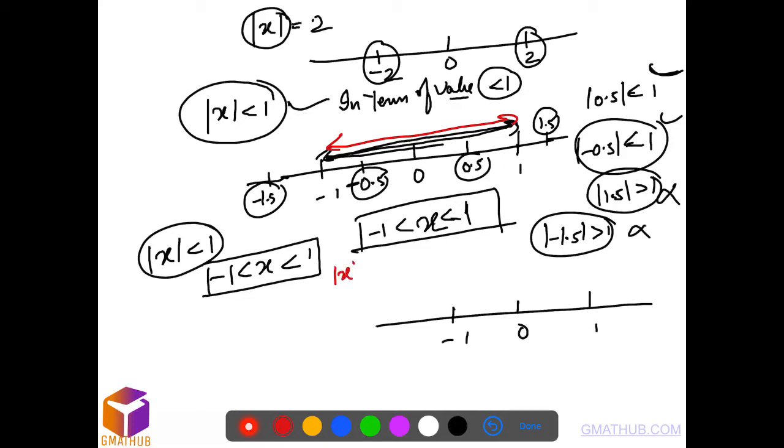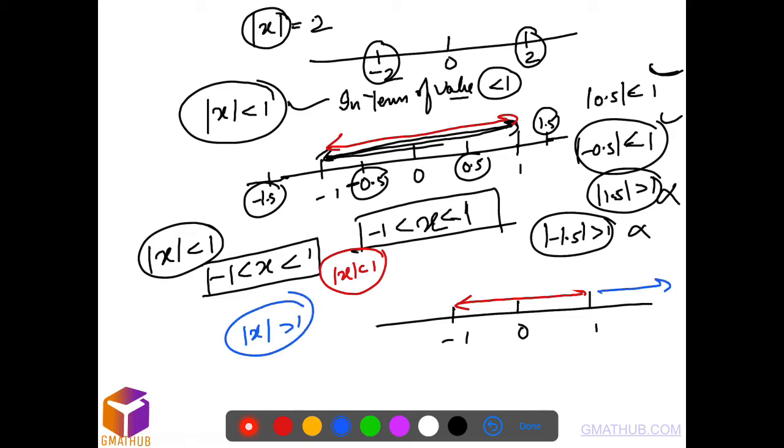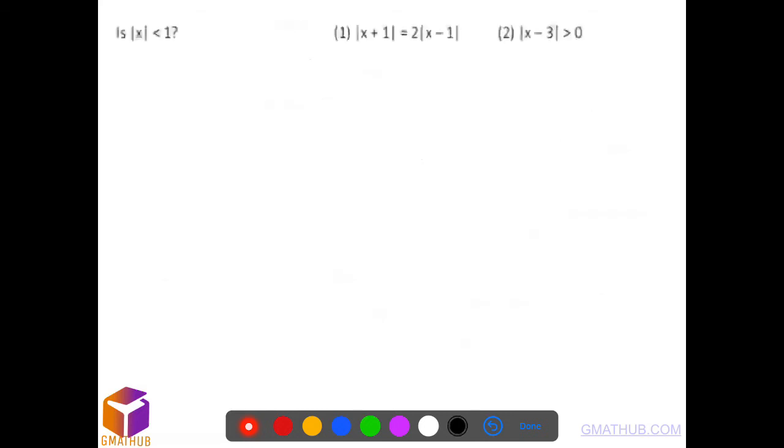So mod of x less than 1 means x lies within this window, and if we have mod of x greater than 1, that means x must be outside this window. Okay, value wise x should be more than 1, so that's what it means. So again the question is, mod of x less than 1, does x lie between 1 and minus 1? That's what we're checking.